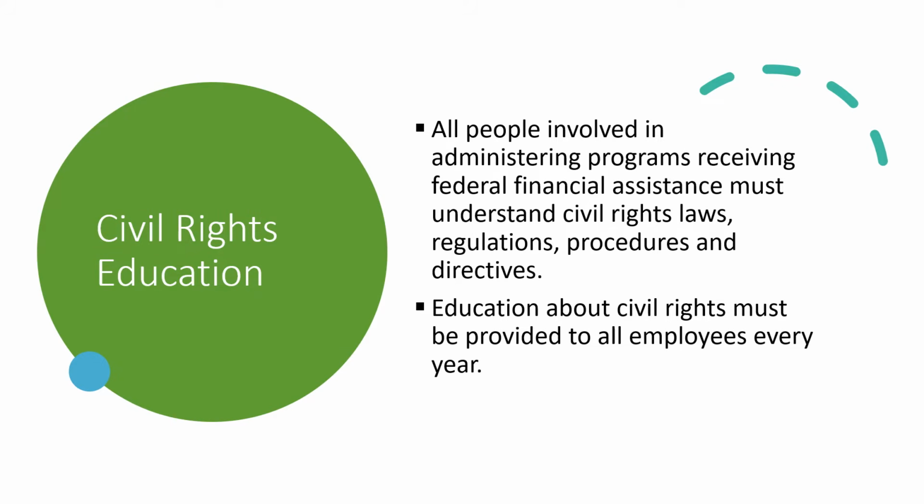Continuing education is required so that people involved in all levels of administration of programs that receive federal financial assistance understand civil rights laws, regulations, procedures, and directives. State agencies are responsible for educating the school nutrition administrator of the School Food Authority, or SFA, annually. The SFA is responsible for educating their managers and staff who interact with applicants or participants annually.